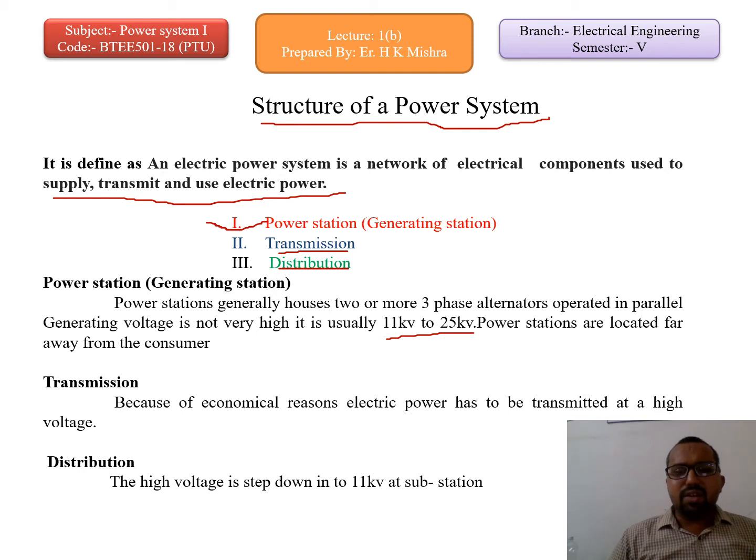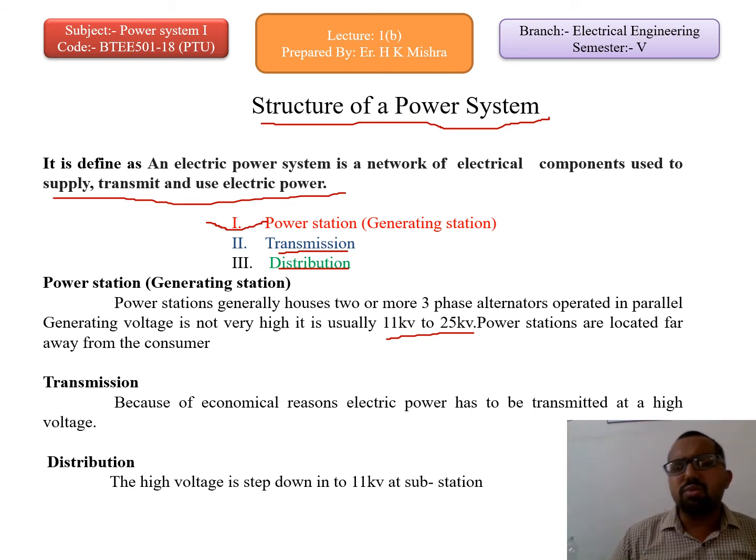Then the second component is called the transmission network. Here in the transmission network we are going to enhance the level of voltage, like 220 kV, 400 kV, 765 kV, 1000 kV, 1300 kV. As per our requirement, the level of voltage will be stepped up after it is generated by the generating stations. Then we will go for distribution.